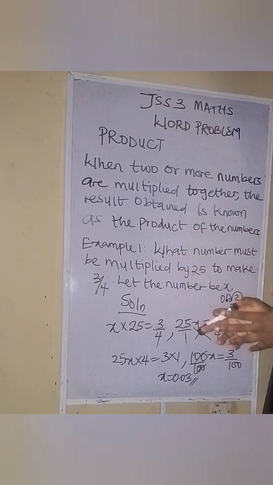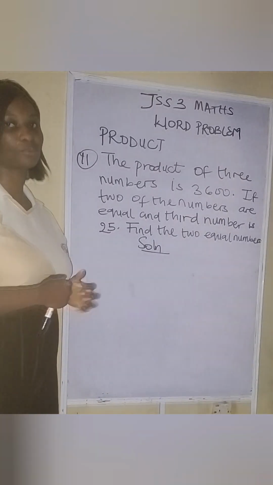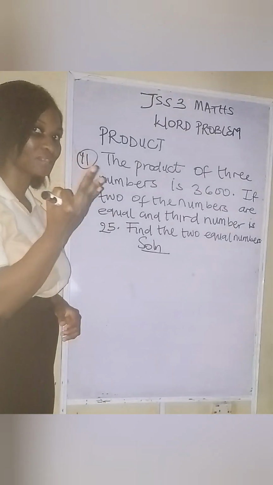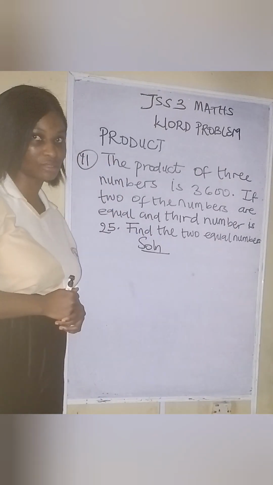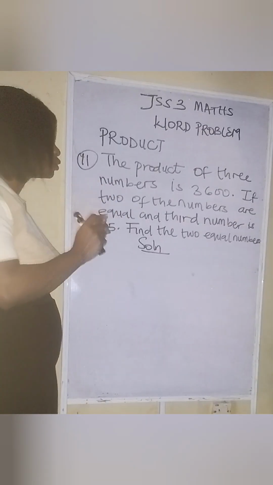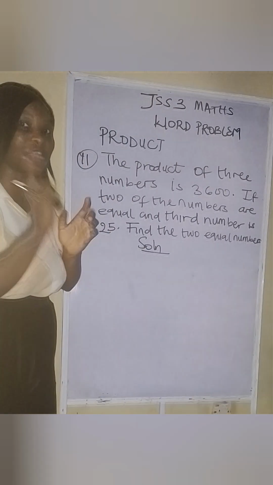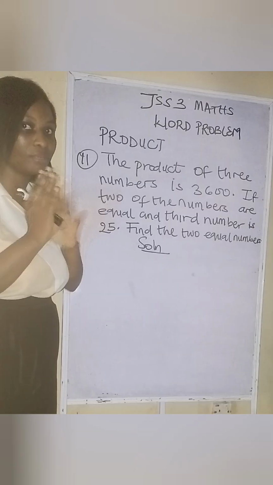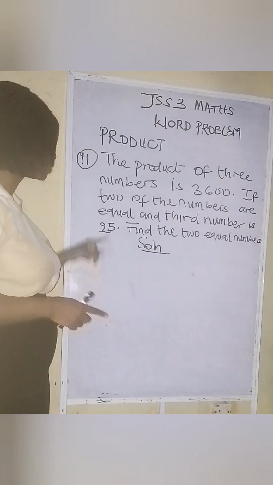Alright, so let's solve another question under this product. The product of three numbers, which we don't know yet, is 3,600, meaning that the result is 3,600. If two of the numbers are equal, meaning that they will be the same, then they are twins, maybe AA, BB, CC, they are equal. And the third number, we are given, is 25.